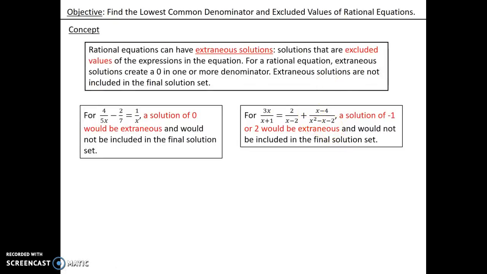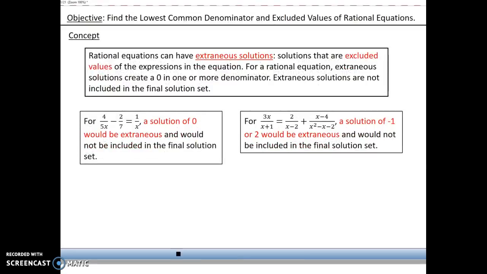Now let's move on to extraneous solutions. Rational equations can have extraneous solutions, meaning solutions that are excluded values of the expression in the equation. For a rational equation, extraneous solutions create a 0 in one or more denominators. Extraneous solutions are not included in the final solution set.